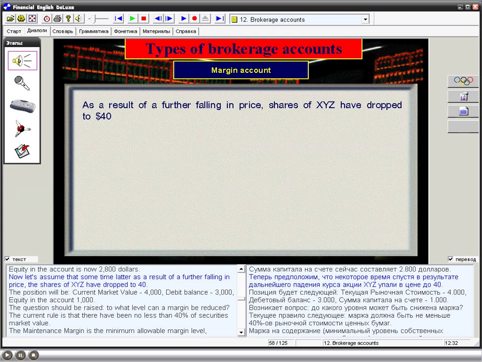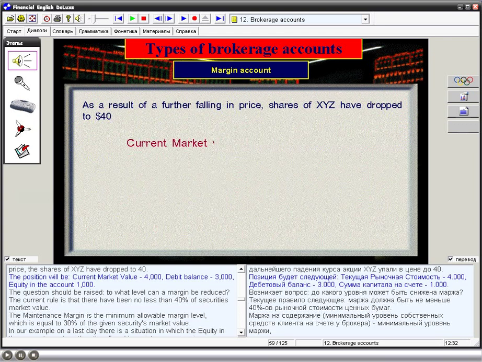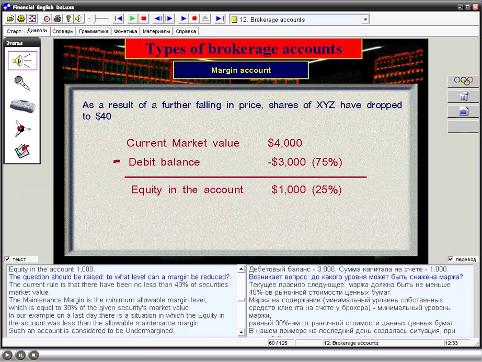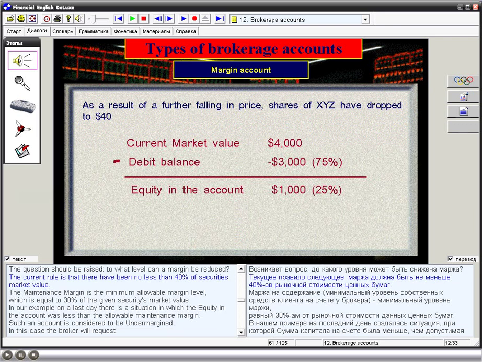The current rule is that it may be no less than 30% of a security's market value. The maintenance margin is the minimum allowable margin level, which is equal to 30% of the given security's market value. In our example, on the last day, there was a situation in which the equity in the account was less than the allowable maintenance margin.